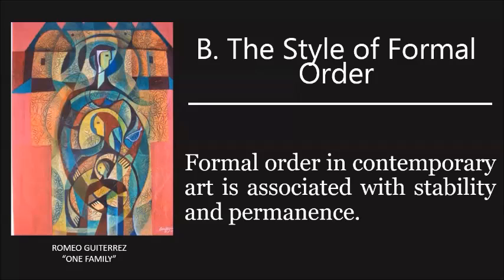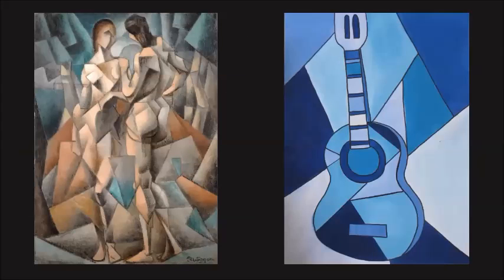This one was created by Romeo Gutierrez. So notice that the style of formal order usually uses balance and harmony in its colors and the shapes that they are using. But it doesn't mean that the works can't be realistic, okay? So looking to some degree, but the most important aspect of this work would be the sense of order or an ideal. So we call that the style of formal order.